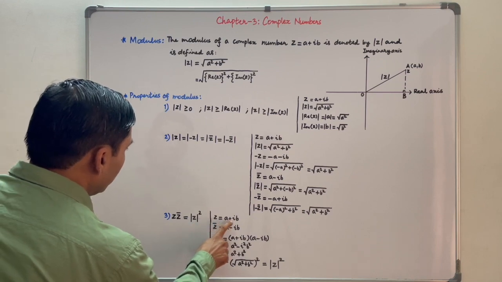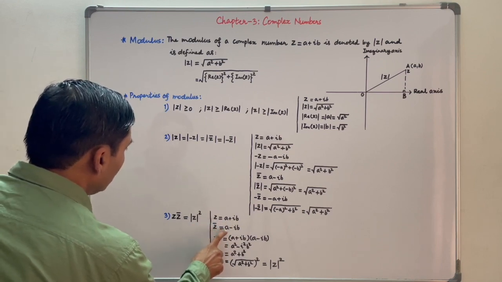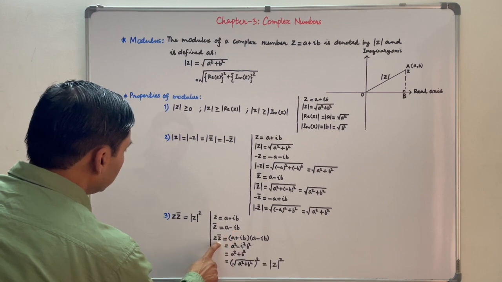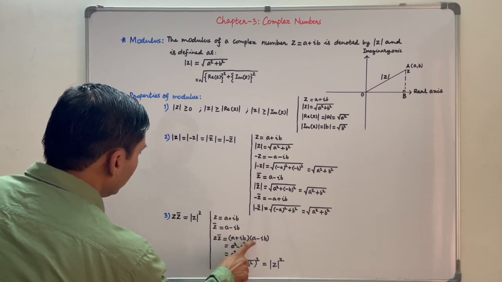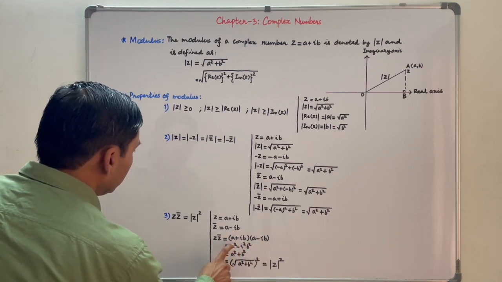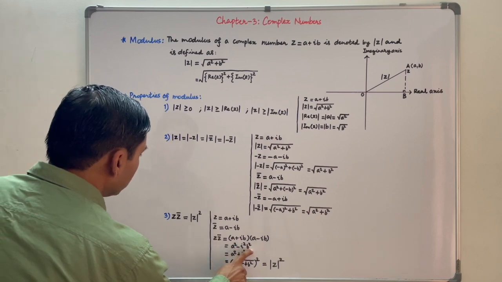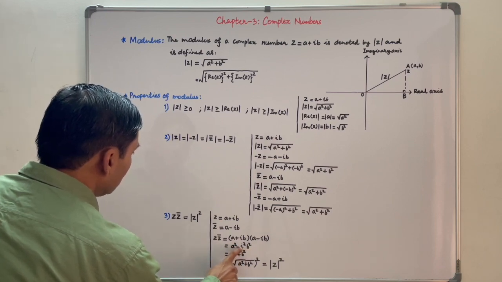Third property, z into z bar is equal to mod z square. Suppose z is equal to a plus ib. So z bar is equal to a minus ib. z into z bar is equal to a plus ib into a minus ib. It becomes a square minus i square b square. We know that i square is equal to minus 1.